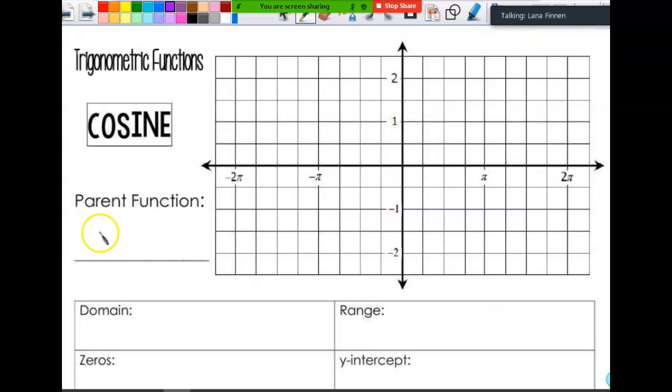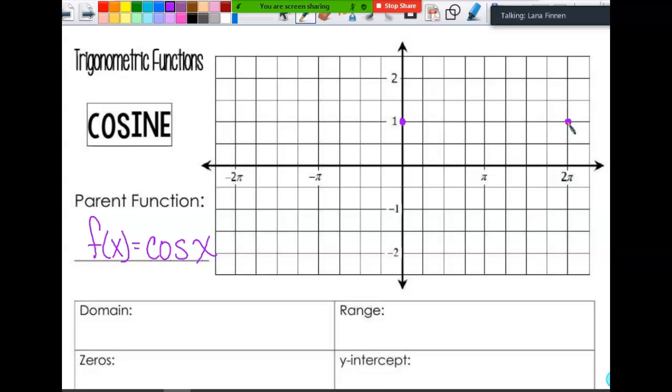All right, so my parent function, f of x equals cosine of x. So we're going to graph this the same way. What is the cosine of 0? 1. Between 0 and 2 pi, when else is the cosine 1? At 2 pi. Okay. At 2 pi. 0 and 2 pi. It's the only time cosine is 1.